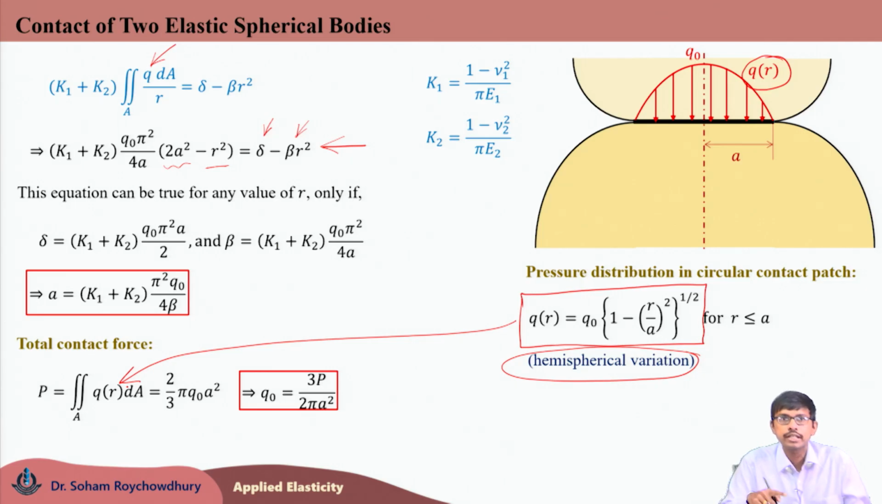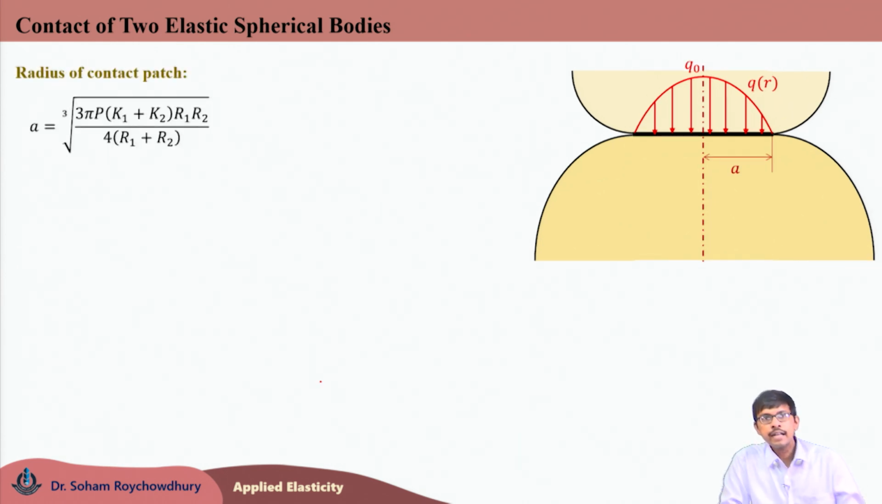Now, using these two equations, the first equation relates a with q naught, the second equation relates q naught with P. So, we can either remove a from this equation or remove q naught from this equation, and using that we can relate a, the contact patch generated, with the applied load P. We can also relate q naught with P, which would be independent of a. If we do so, the radius of the contact patch a in terms of the applied load P, the geometry, meaning the radii of the two spheres R1 R2, and material properties defined by these two constants K1 and K2, can be written like this.